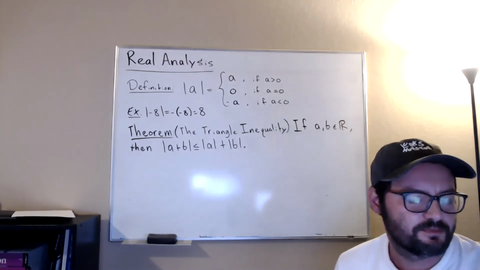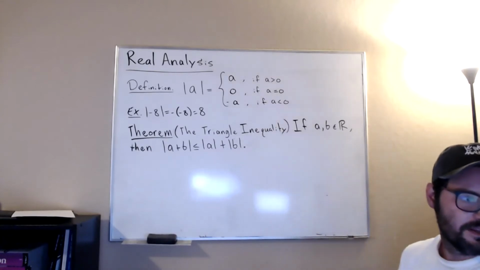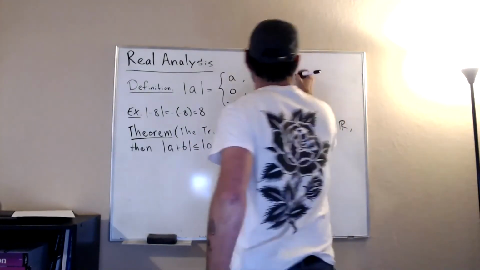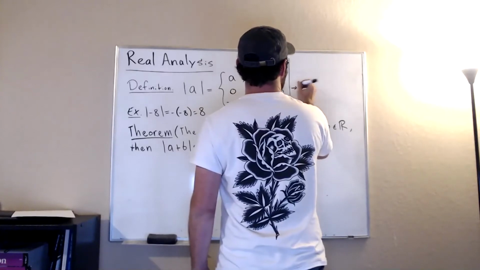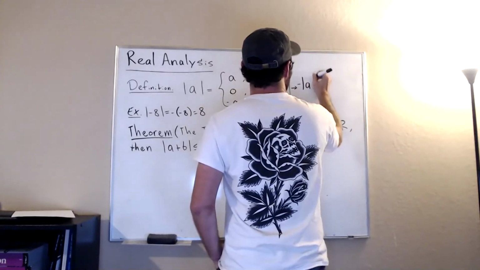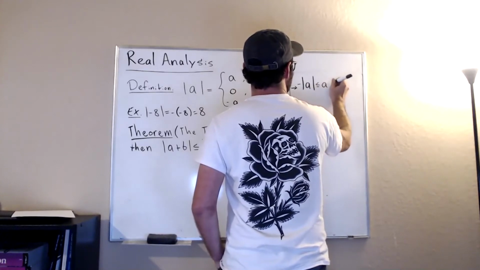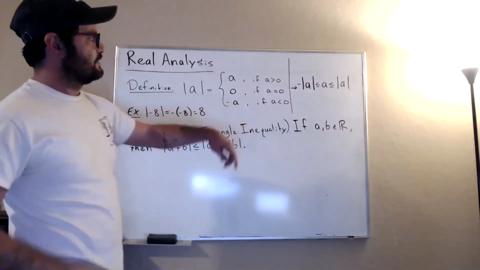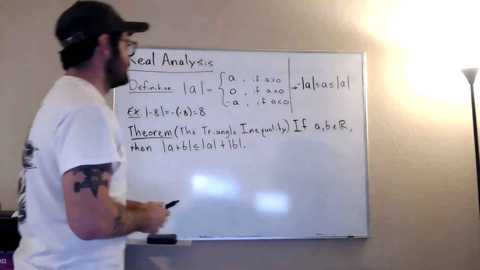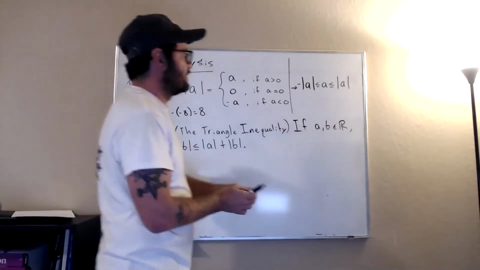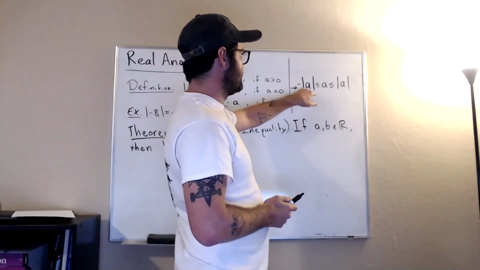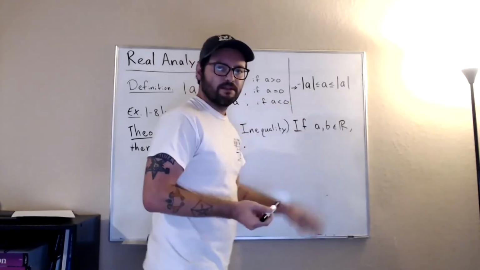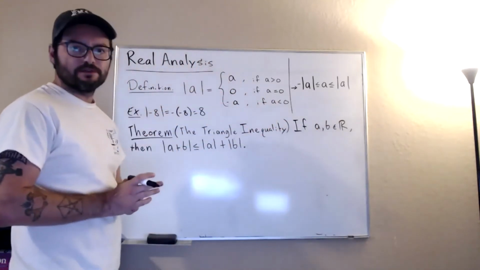I'm thinking we can just prove it directly by using the definition. I'll say something real fast about this definition. This implies that negative absolute value of a is less than or equal to a, which is less than or equal to the absolute value of a. So, for example, if a were negative, that's going to be positive, and then negative multiplied by that would be negative, less than or equal to a, which is less than or equal to the negative a.